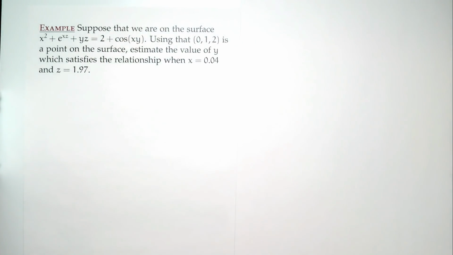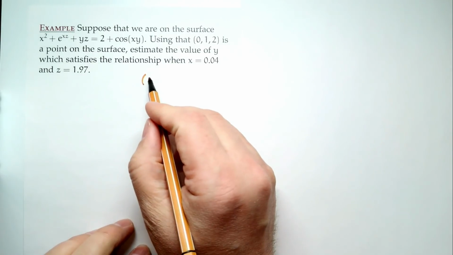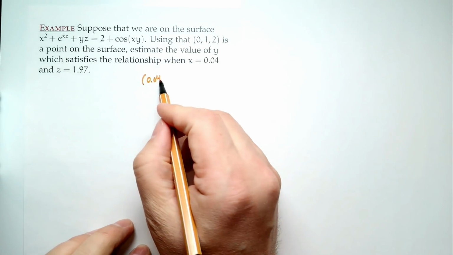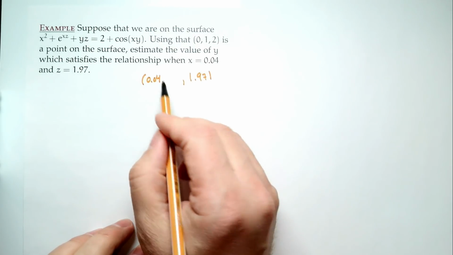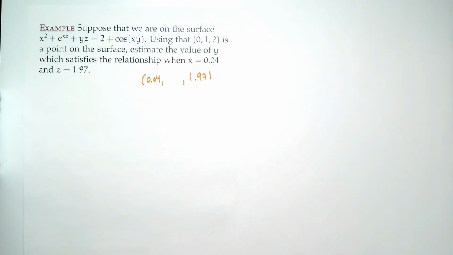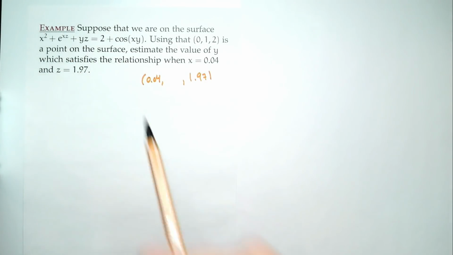So another way to say this is, there's this point here, 0, 1, 2, and I want to find a point where x is 0.04, y is something, and z is 1.97. Okay, so the question is, what goes here? Well, to find the exact value, you'd have to plug x is 0.04, z equals 1.97 into this relationship, and try to find y. Now, you probably couldn't find it exactly, but you could find it up to high precision. What we're going to do is find it up to low precision.